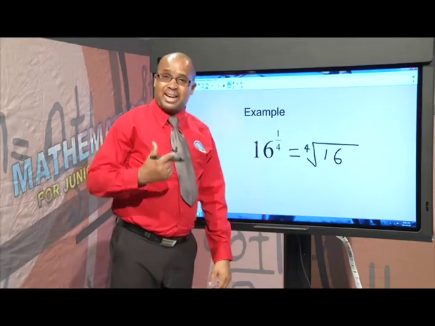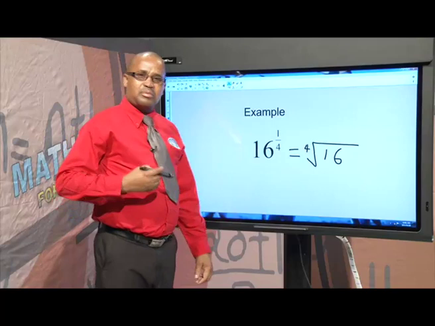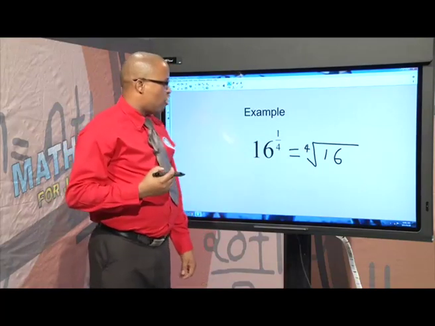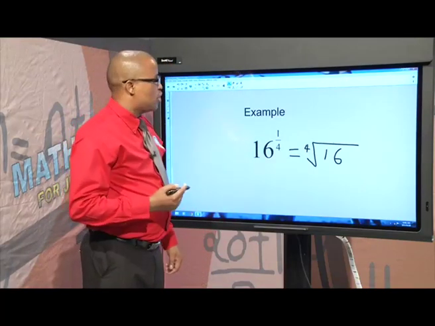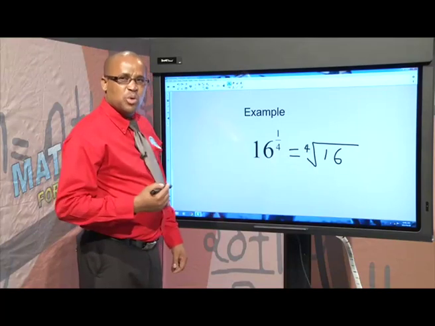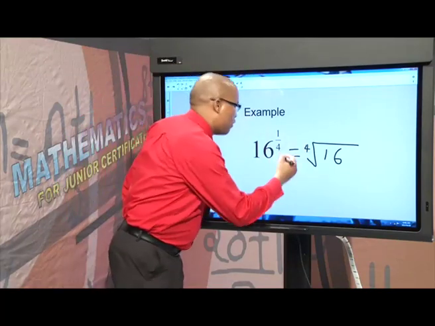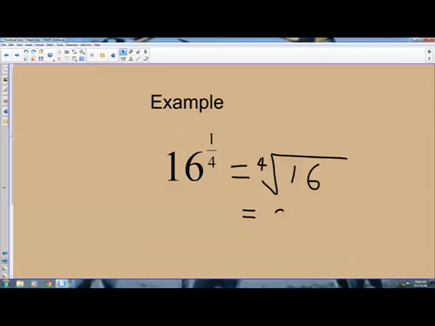And then, like I said, you check. 2 times 2 is 4, times 2 is 8, times 2 is 16. So the 4th root of 16 is 2. So this is our answer. A number such that when we multiply that number 4 times, you are going to get 16: 2 times 2 is 4, times 2 is 8, times 2 is 16. So the 4th root of 16 is 2.